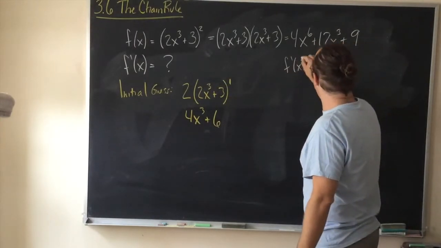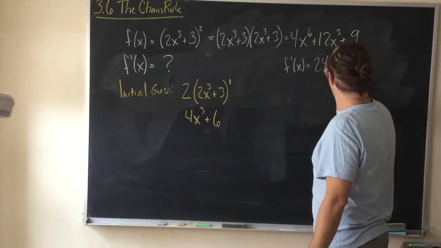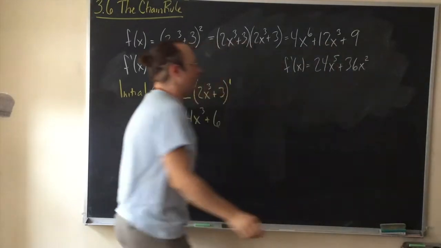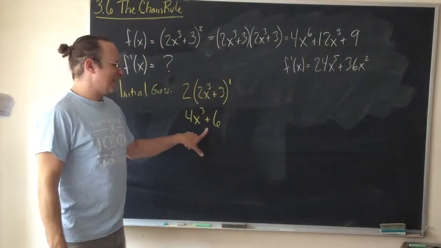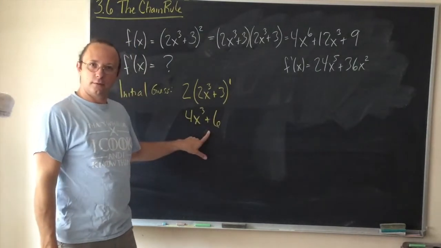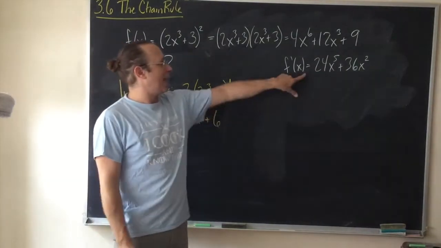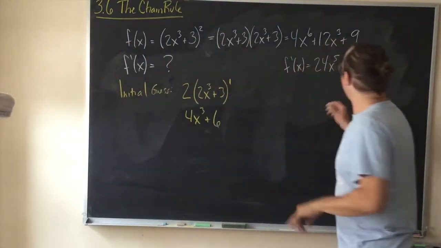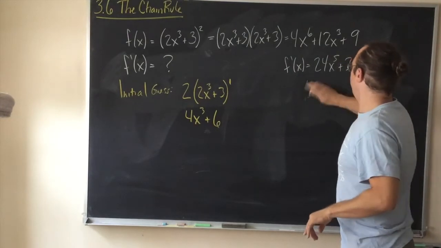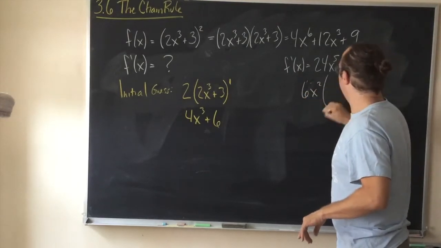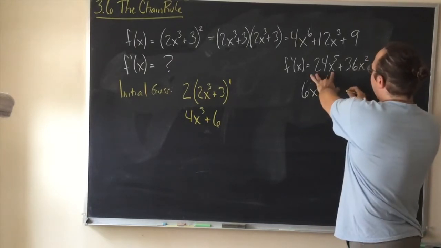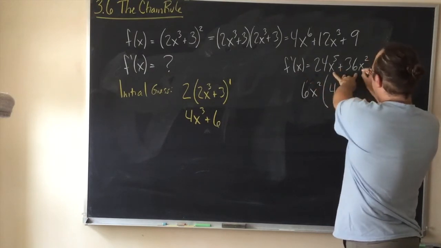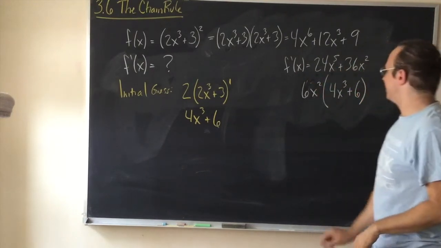And now to find f prime of x, I just take the derivative and get 24x to the 5th plus 36x squared, which is not the same thing as this. But there's a way to reconcile these two things together. I'm going to factor this. I'm going to factor out a 6x squared. So if you factor out a 6x squared here, you get 4x cubed. Plus, we factor a 6x squared out here, we get a 6.